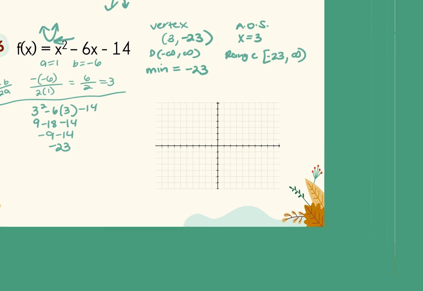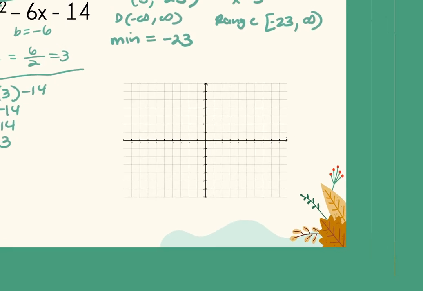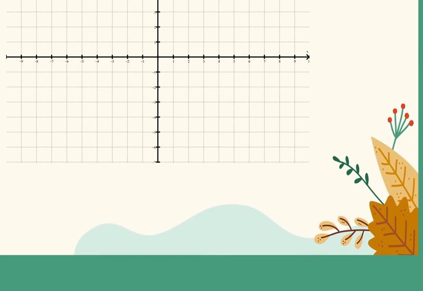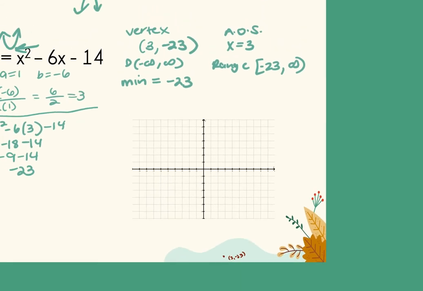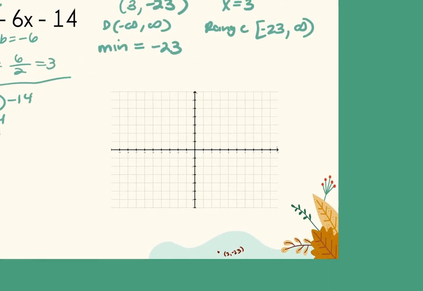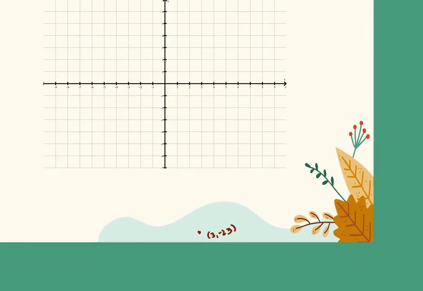Yeah. Okay, so 3, -23 is not on my graph. I don't want to have to draw out 23 spots. I'm going to go to 3. I'm going to go all the way down as far as I can go, and I'm going to label that 3, -23. Did I do that right? 3, right? 3, -23. Yep. That's your vertex.